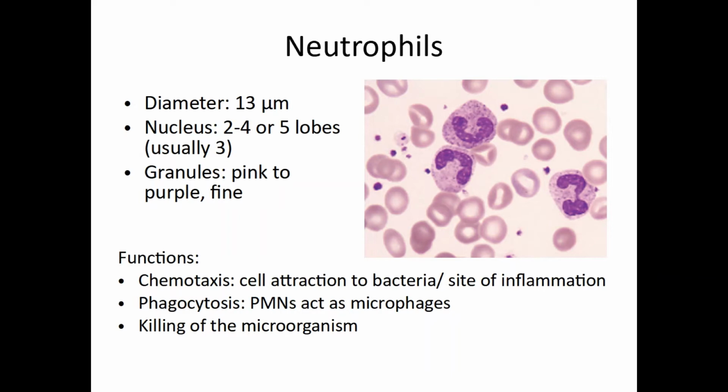Neutrophil functions include chemotaxis, which is attraction of cell to a site of injury, inflammation, or even to a site of an organism such as a bacteria. Phagocytosis. Neutrophils are smaller versions which eat up some of the offending agents, so they are called microphages. Killing of microorganisms can be done by a neutrophil. So these are the functions of a neutrophil.